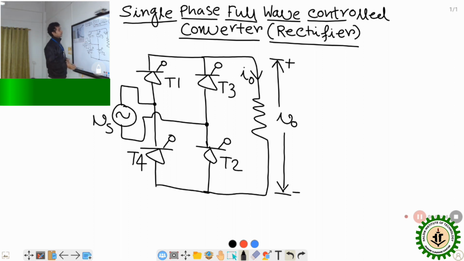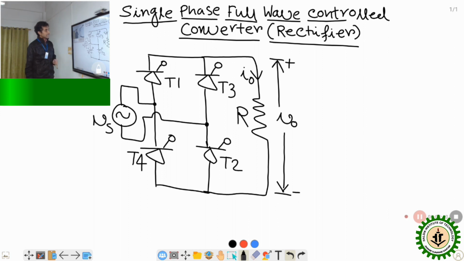In this bridge connection, we use 4 thyristors: T1, T2, T3 and T4. Why is the naming like this? That is, this is T1, T2 and this is T3, T4, which we are going to discuss. A single phase sinusoidal supply voltage Vs is connected. As I said, we are going to discuss it for a resistive load, R load. Bulbs are examples of R load. V0 is the output voltage. The polarity that we have considered is plus on this side and minus on this side. The output current direction is I0, with this polarity selected.